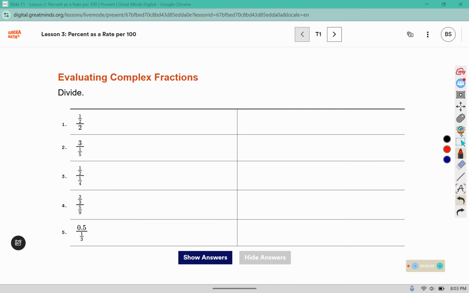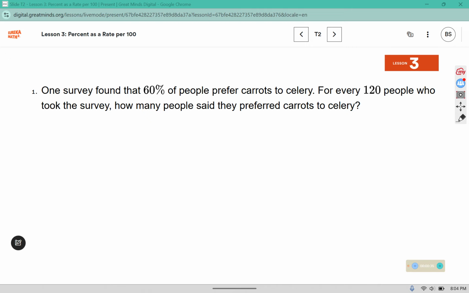One survey found that 60% of people prefer carrots to celery. For every 120 people who took the survey, how many people said they preferred carrots to celery?